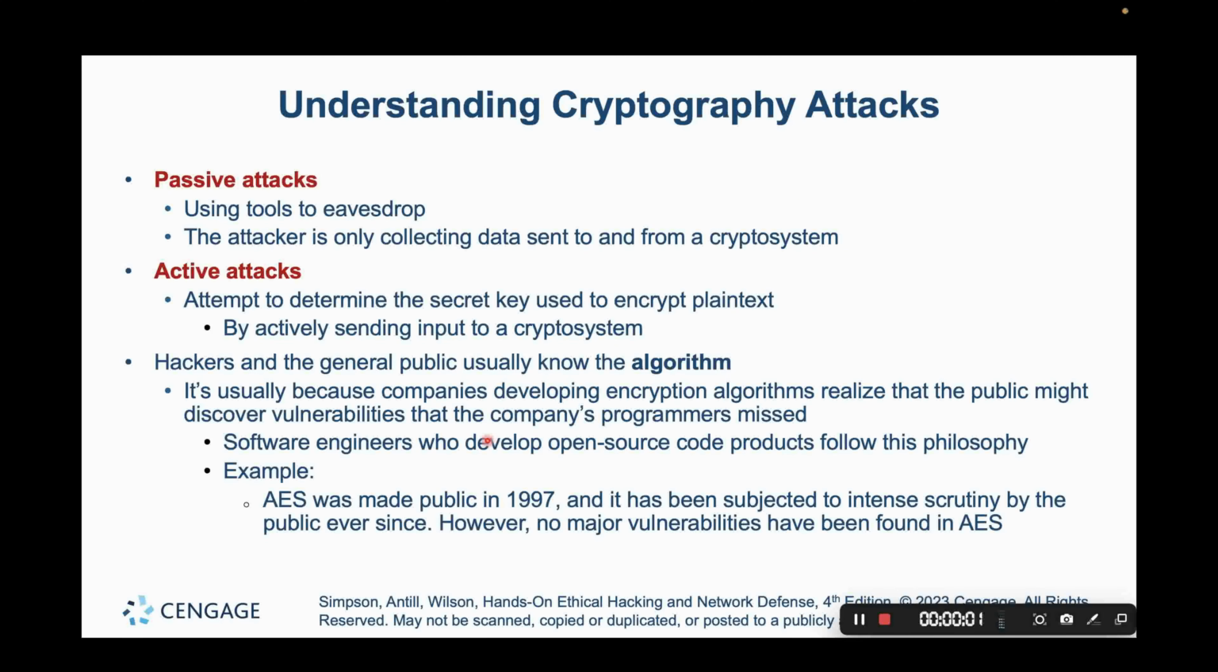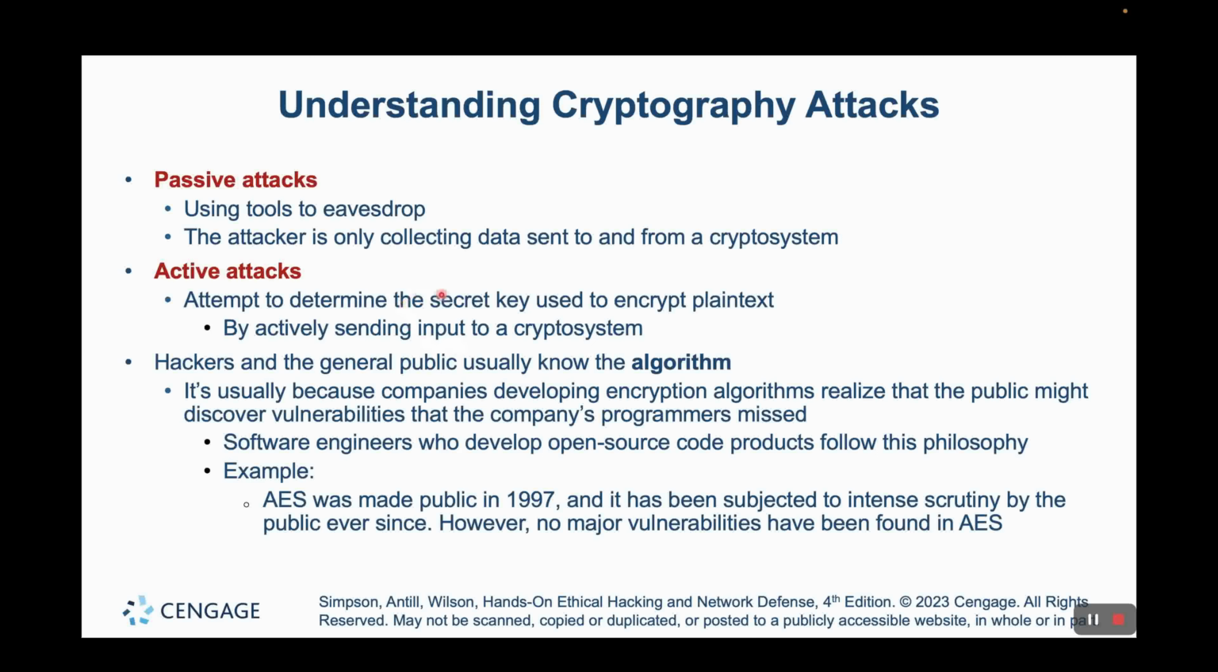The last topic here, we're going to talk about understanding cryptography attacks. The first one is passive attacks, which means you're using different types of tools to eavesdrop on a connection. Basically, you are just collecting data sent to or from the crypto system. As an example, active attacks attempt to determine the secret key used to encrypt plain text by actively sending input.